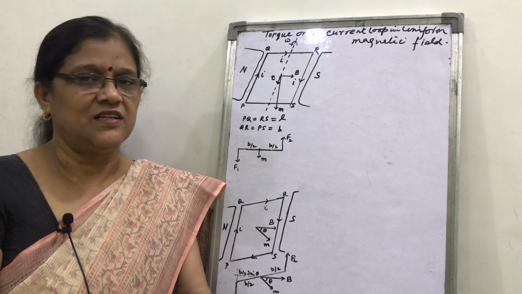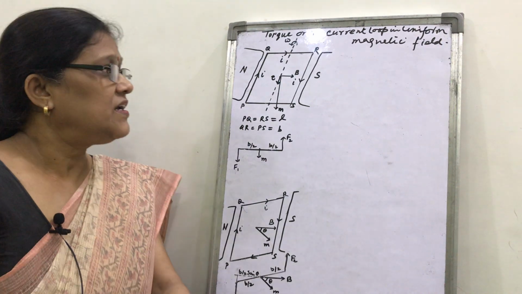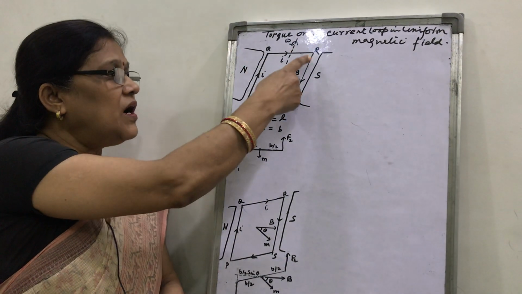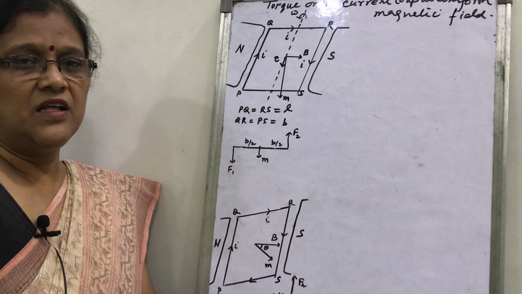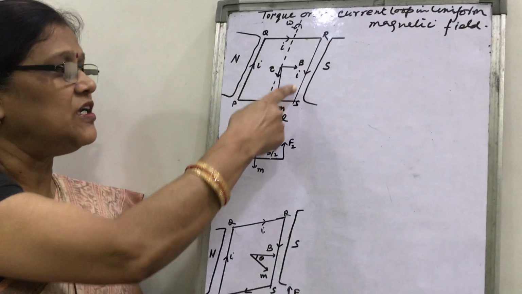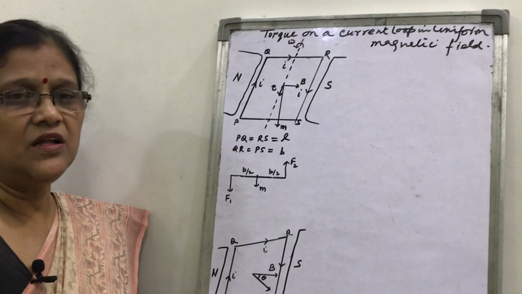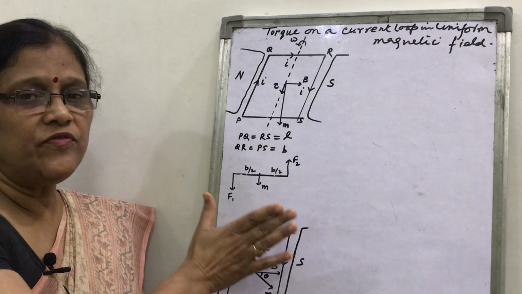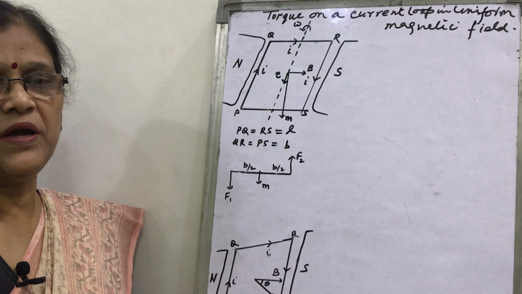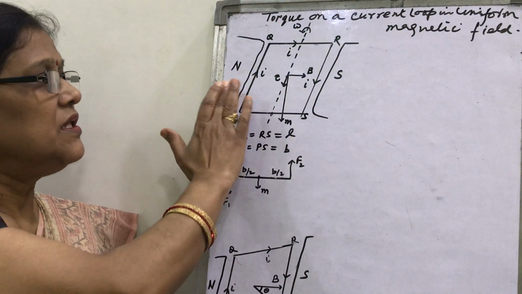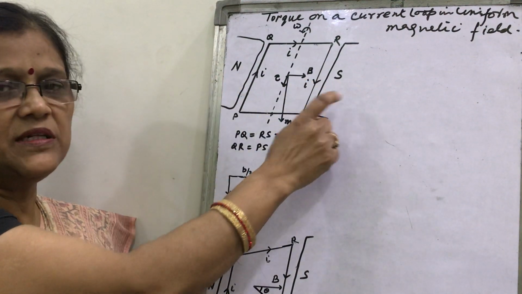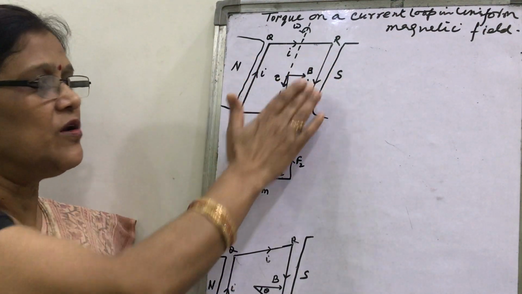Let us start. I have shown here a rectangular loop. Its name I have written PQRS. A steady current I is flowing in it. Steady means a constant current I is flowing. It is placed in a uniform magnetic field. The poles N and S of the electromagnets are shown here. So in the strong magnetic field, denoted by B from N to S, the rectangular current carrying loop is placed.